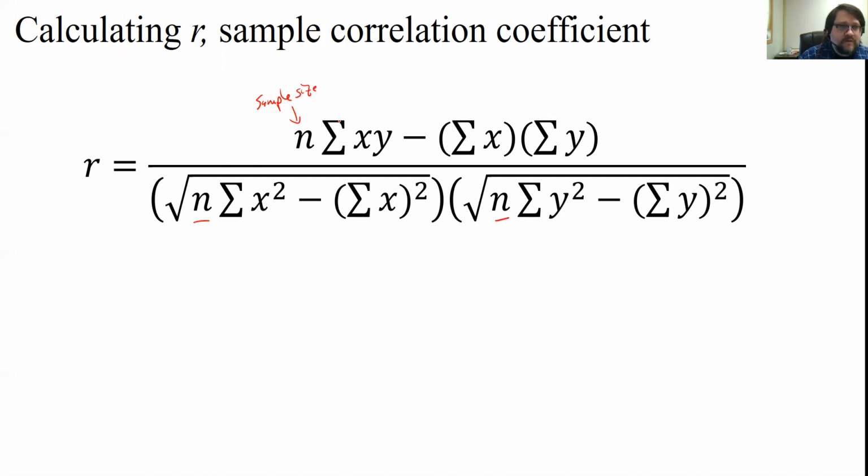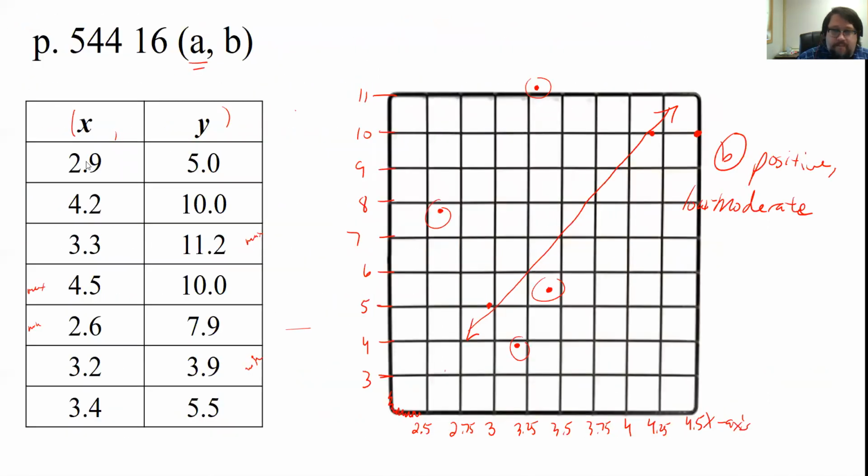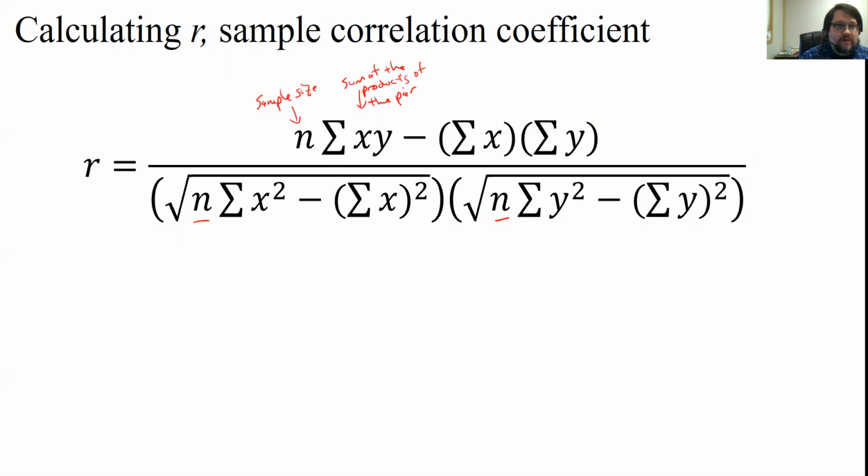All right. Sigma XY tells you this is the sum of the products of X and Y. Products of the pairs, right? So your X values and your Y values are in pairs, 2.9 and 5.0, 4.2 and 10.0. So this is saying multiply 2.9 times 5.0, do all that for each pair, and then add that total up. So that's what that sigma XY is. You're going to add up all the multiplying.